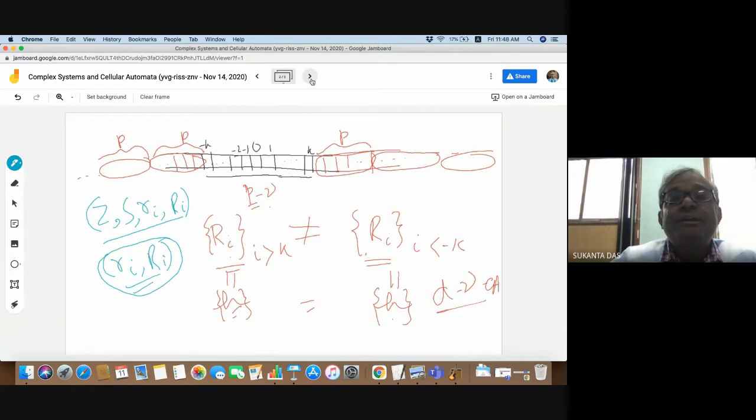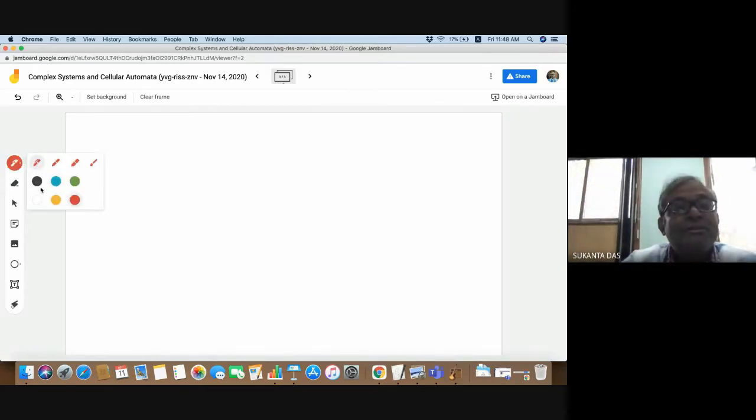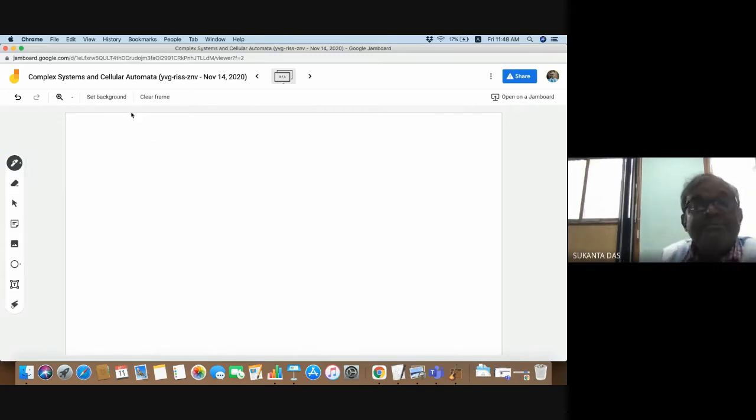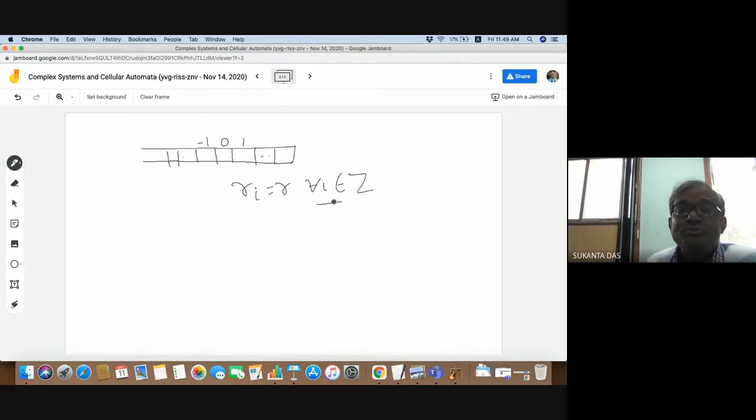And if the radius is the same for all the CA, okay, this figure is meaningless in fact, with cells 0, -1, 1, etc. If the radius is the same, say Ri equal to R for all I in Z, if this is true, then the CA is named r-NUCA.